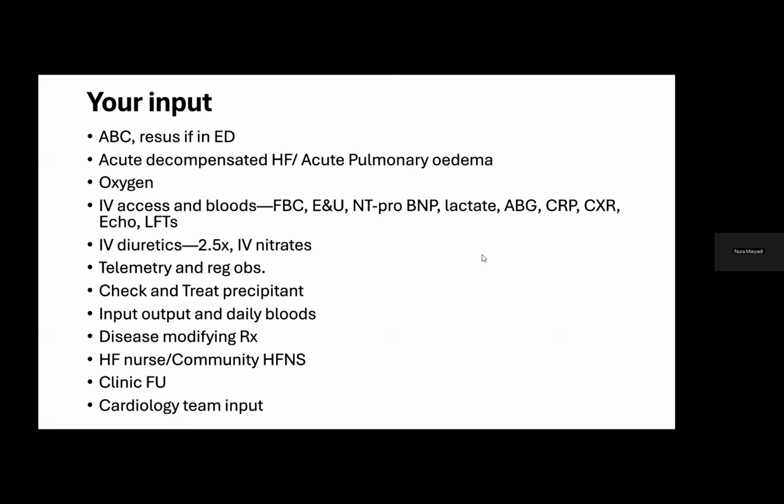You may not be able to do all this at the same time, but do the key things. Very important, when you establish access, you give them IV furosemide. If this patient has never been on diuretics before, you go slow and titrate. But if this patient was on diuretics before, then you go to either his regular dose or preferably 2 or 2.5 times what he was on previously.